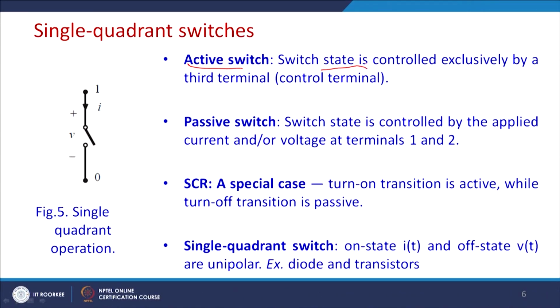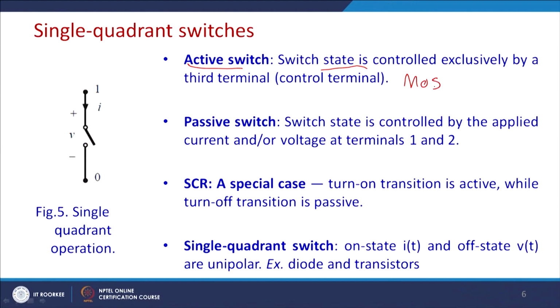Switches. An active switch is one whose state is controlled exclusively by another terminal. MOSFET and IGBT are basically active switches, but thyristors or SCRs are half-controlled switches, because their turn on is controllable, but turn off is not controllable.